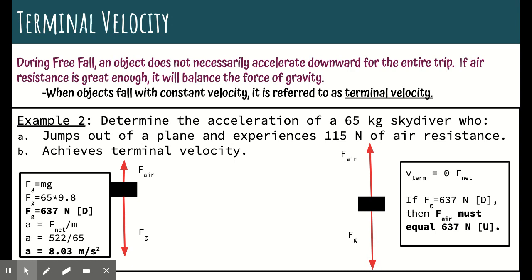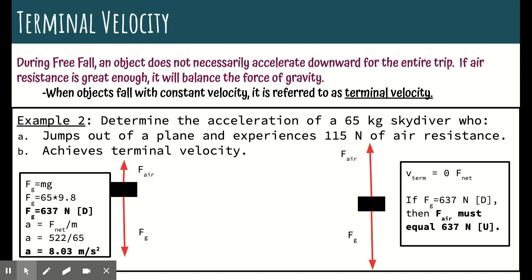So if we have F_g equal to mg, the force of gravity is equal to mass times gravity. We'll just substitute in the values that we know. So the force of gravity is equal to 65 times 9.8, which technically would be negative 9.8. In your force of gravity, we know it's already going downward, so it's 637 newtons down.